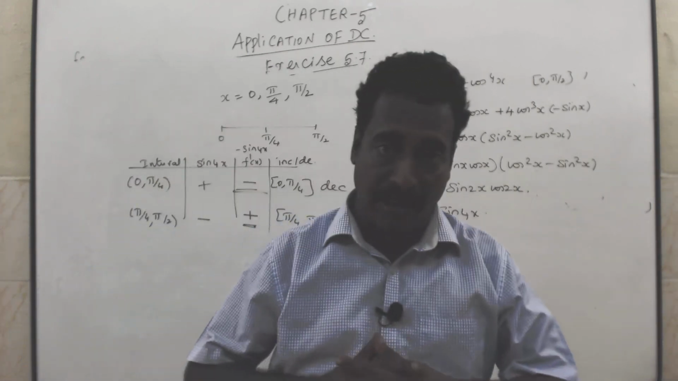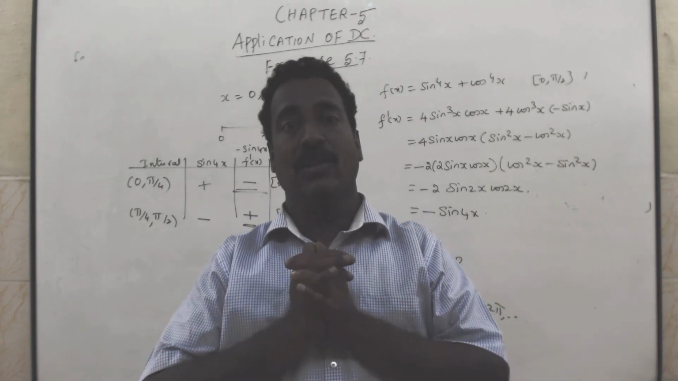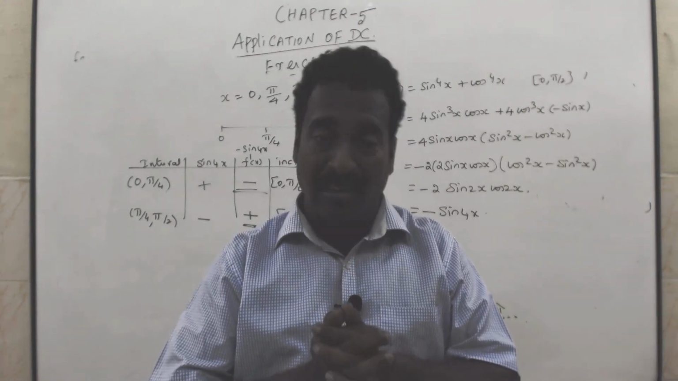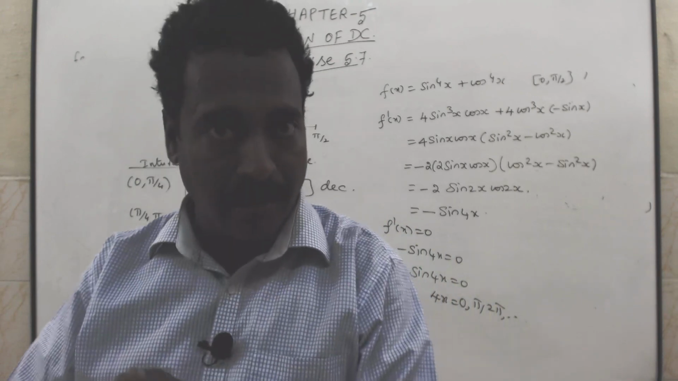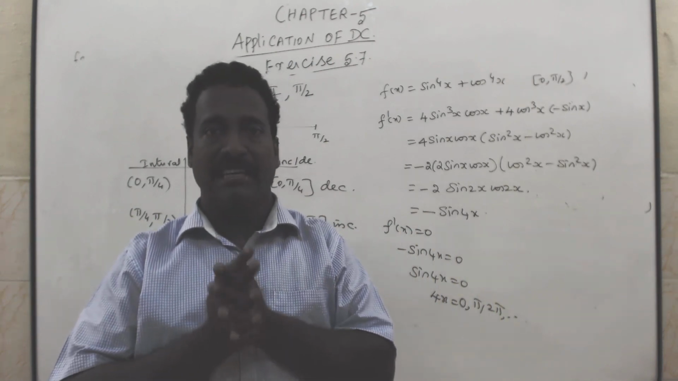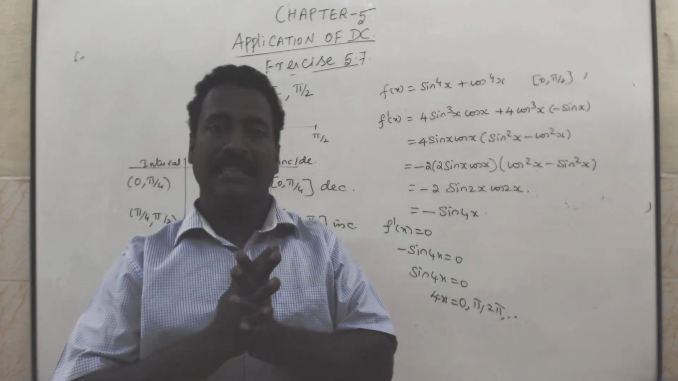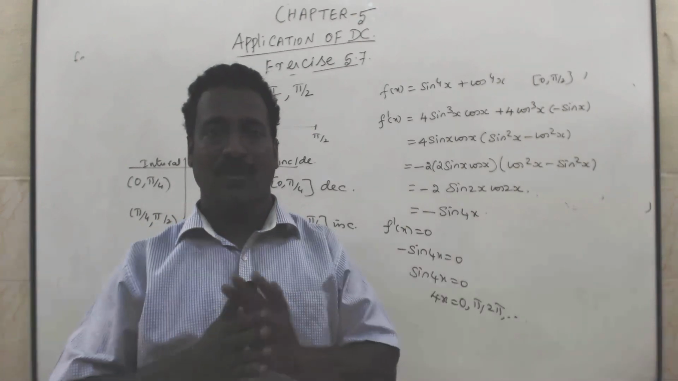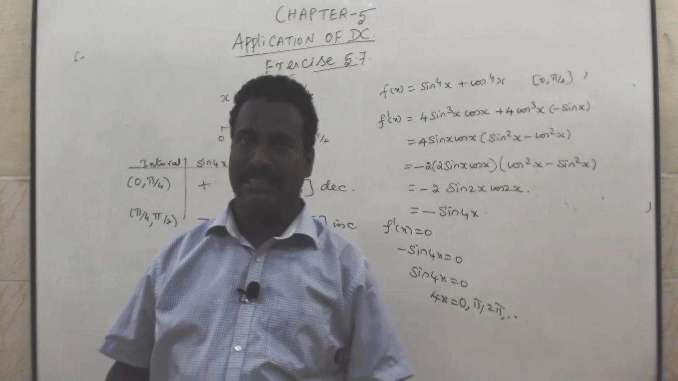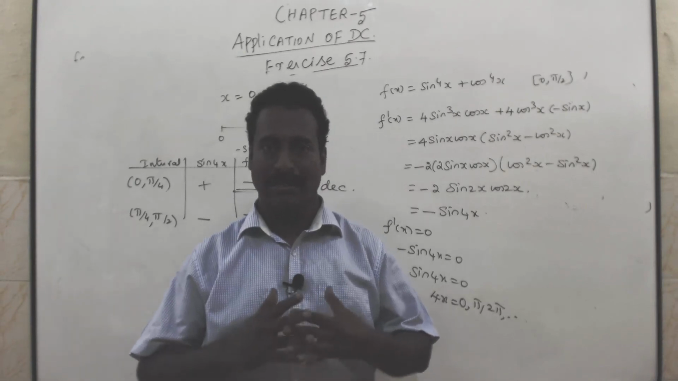For increasing and decreasing intervals, given f of x, find f dash of x equal to 0, then draw the number line, plot the points on the number line, and prepare the table. The table contains intervals, factors, f dash of x, and whether increasing or decreasing. Positive means increasing, negative means decreasing. That is enough to solve this exercise. Is it clear? Now we have completed increasing and decreasing. Whatever problem is given in this exercise, you will definitely be able to solve it.